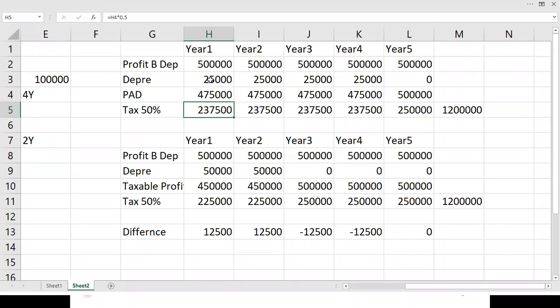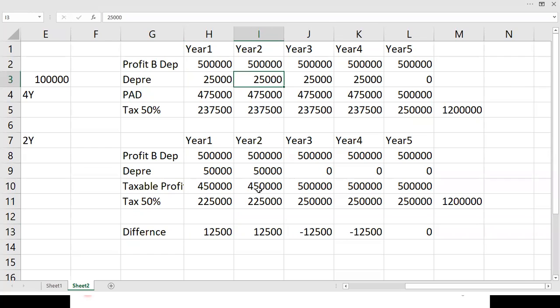Here, the company allocated depreciation of 25,000, but government says not 25,000, you have to deduct 50,000 as depreciation. Due to that, the tax obligation of the company in year one has increased or reduced? Reduced. Is it a benefit for the company? Benefit, right. How much benefit? 12,500.